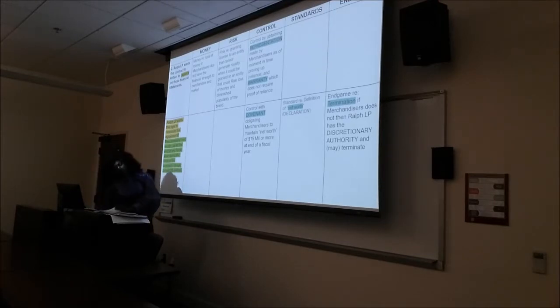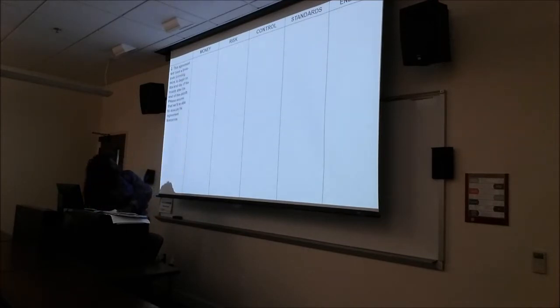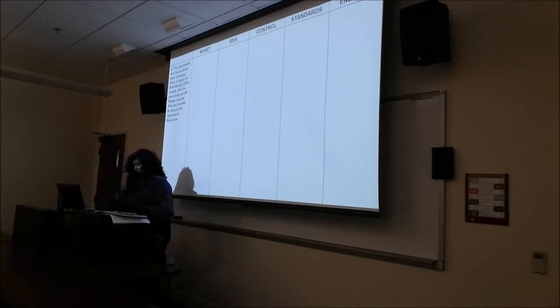What about number 3? This agreement will have a 3-year licensing term to begin on the first day of the month after the end of this month. And we're going to assume that tomorrow is when we're going to sign the agreement. This agreement will have a 3-year licensing term. What kind of issue does that create?